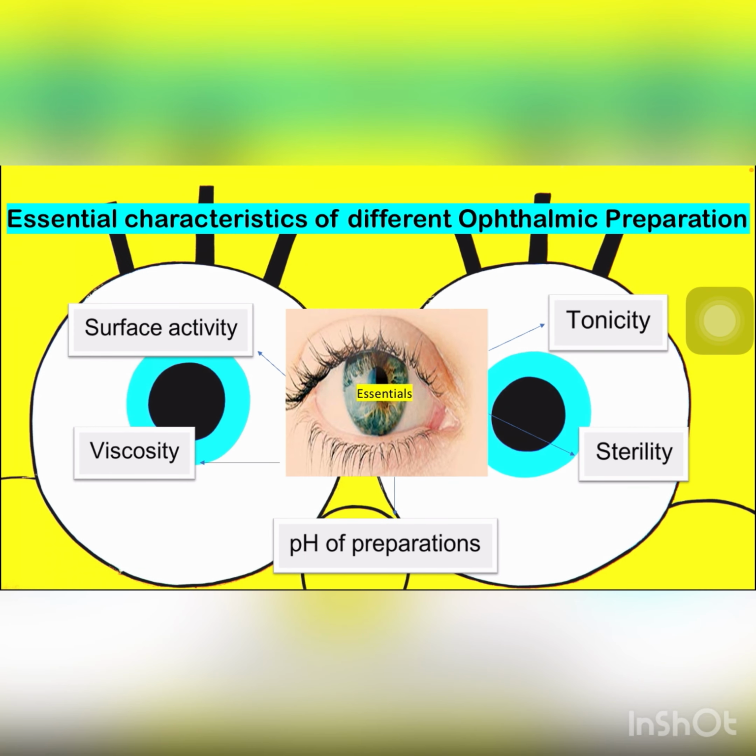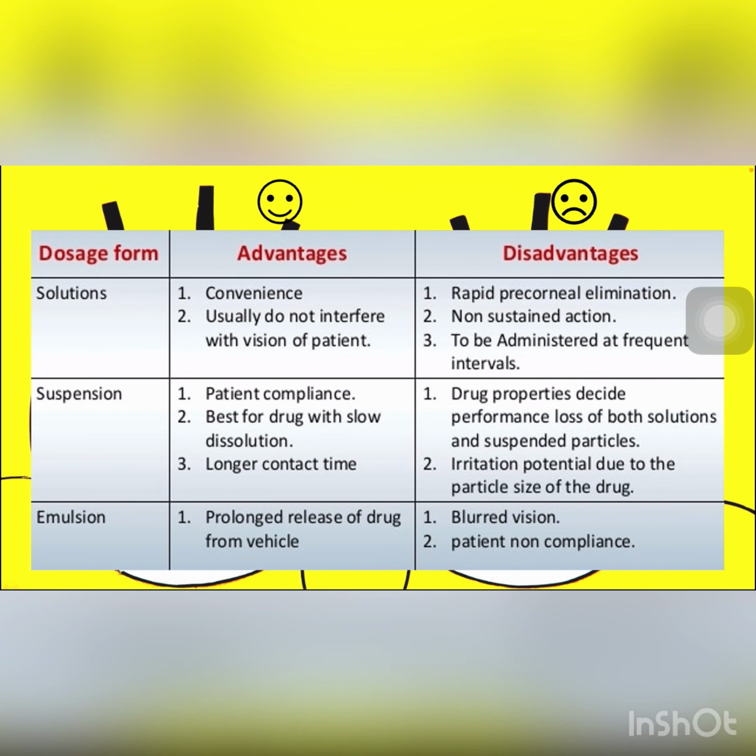So these are essential characteristics of different ophthalmic preparations which we will study later. These are surface activity, viscosity, pH preparation, tonicity and sterility. So there are different dosage forms and advantages and disadvantages. First, solution. Advantages are that they are convenient, usually do not interfere with the vision of the patient, and disadvantages are rapid precorneal elimination, non-sustained action, and they need to be administered at frequent intervals.